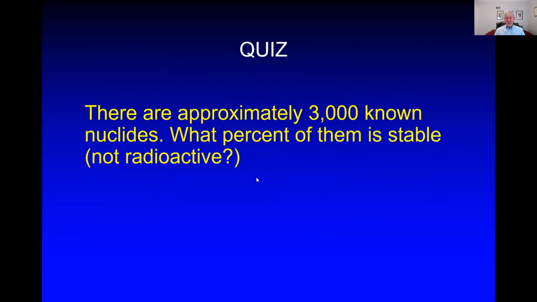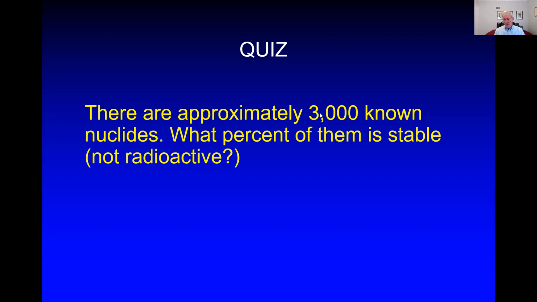And so let's take a look. First of all, this is simply a guess on your part, unless you happen to know the answer. There are almost 3,000 known nuclides. What percent of them do you think is stable or not radioactive? I'm going to give you some choices. 10%, 30, 60, or 90. What percent of all known nuclides is stable? Anyone? Good. 90. Maybe, that's right. It's not even 10%. It's more like 8.